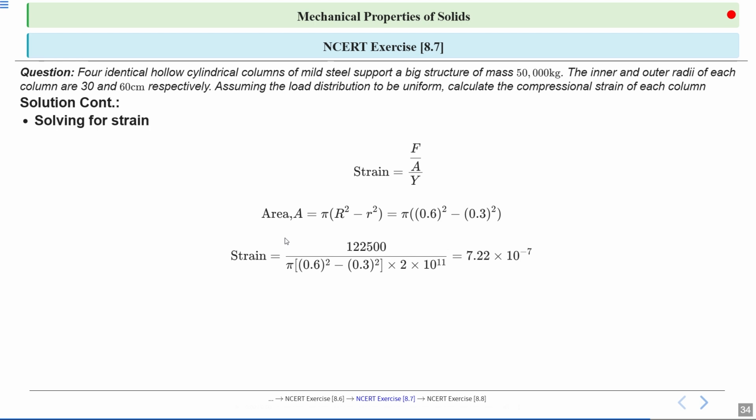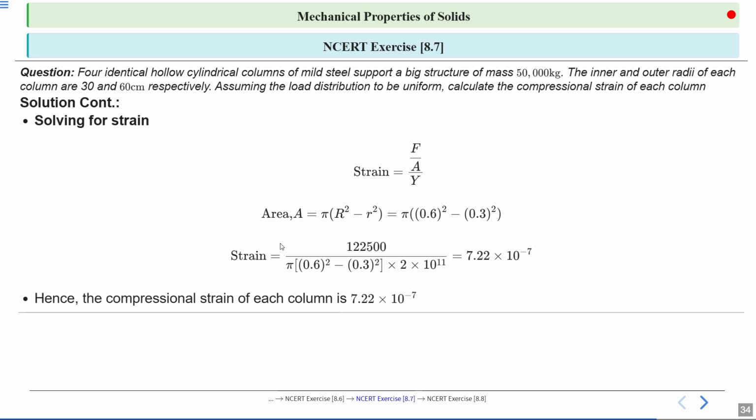122,500 divided by pi into 0.6 square minus 0.3 square into 2 into 10 raised to the 11. Solving this term, you will get 7.22 into 10 raised to the minus 7. Hence, the compressional strain of each column is 7.22 into 10 raised to the minus 7. This means each column shortens by a teeny fraction of its length under the weight of the structure.